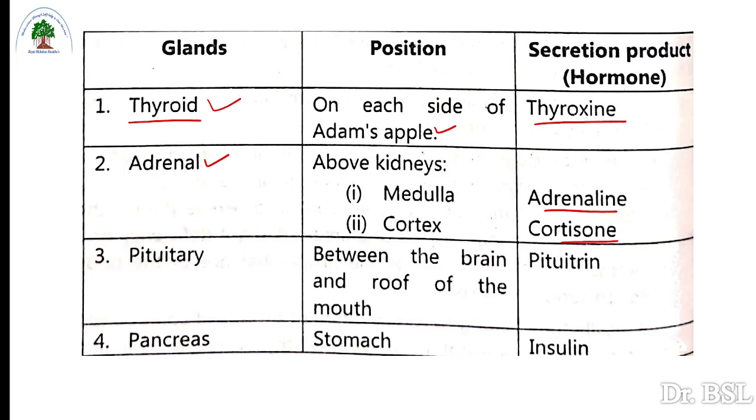These adrenal glands are positioned on the medulla and the cortex of the kidney. Then the pituitary gland is situated between the brain and the roof of the mouth, and pituitrin is the hormone secreted by the pituitary gland. The pancreas is the gland present in the stomach, and its secretion is known as insulin.